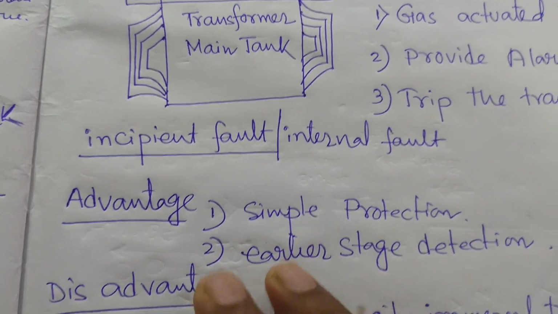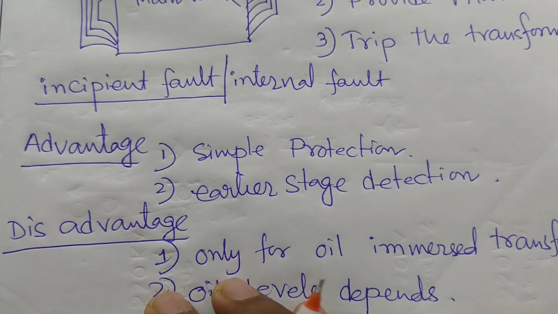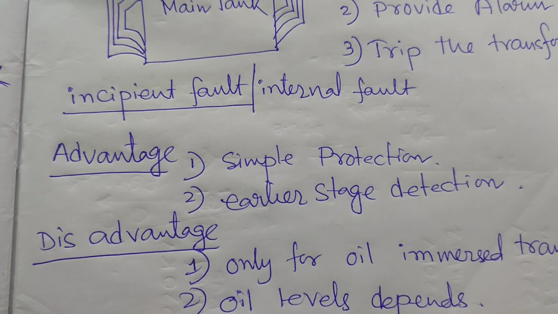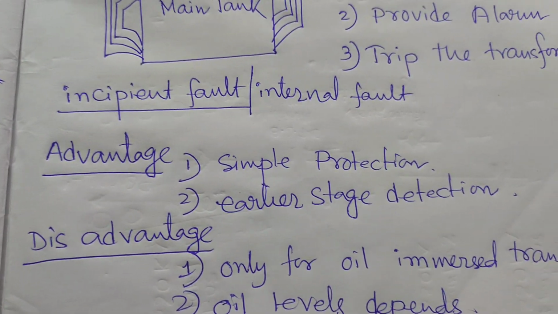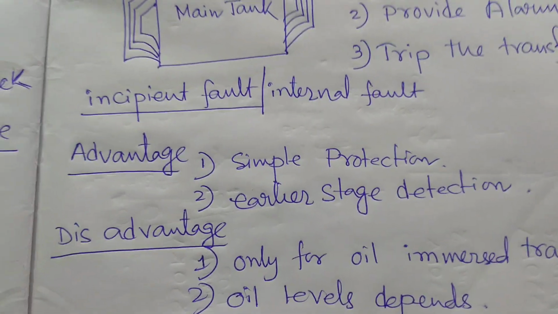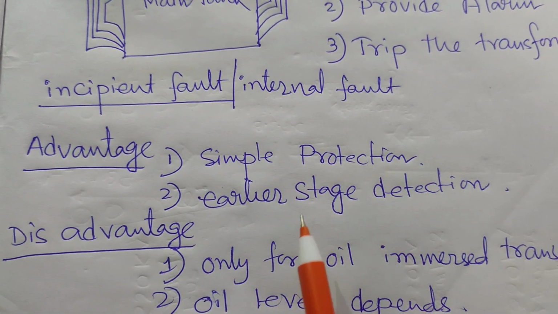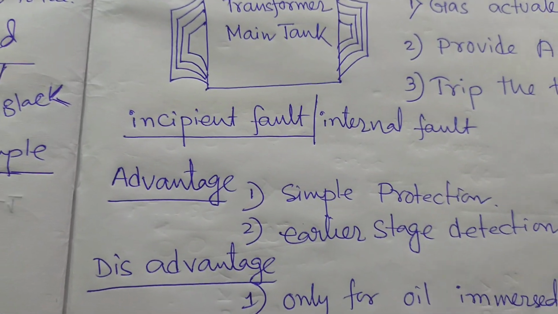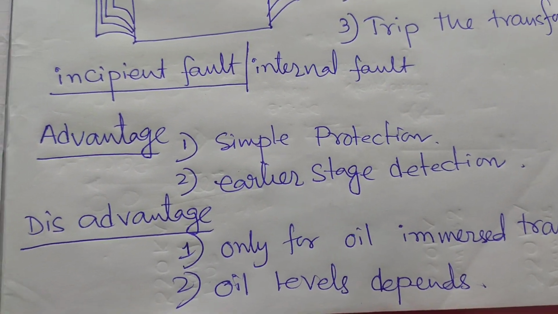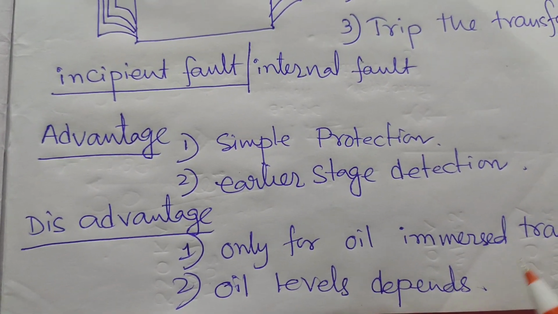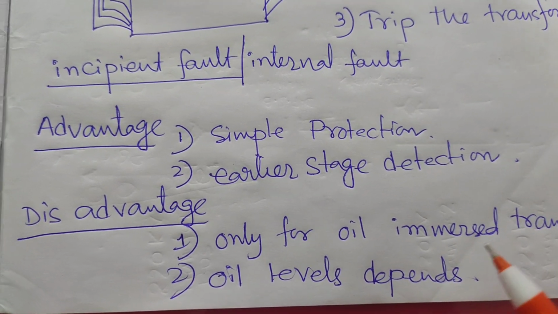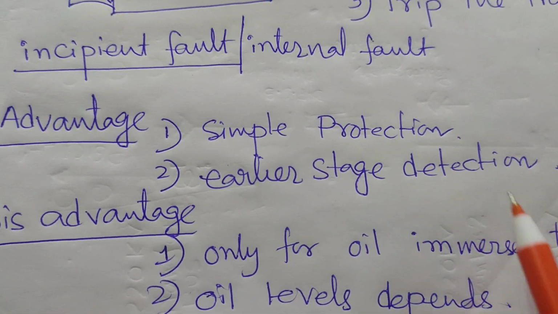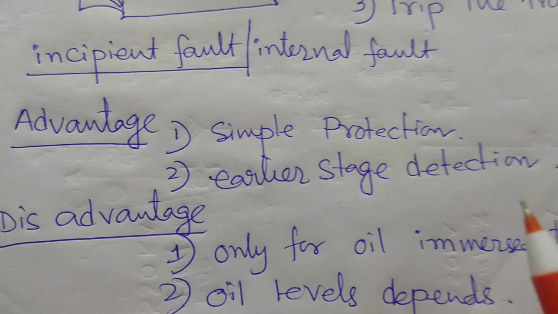So let's discuss the advantages and disadvantages of the Buchholz relay. The advantage of the Buchholz relay is simple protection. This is a very simple gas actuated relay, and it's being used for power transformers nowadays very effectively. Earlier stage detection: if anything has occurred, an incipient fault, that means a slow developing fault, the gas will be actuated and the gas will operate the relay accordingly. So the earlier stage detection is possible with that particular relay.